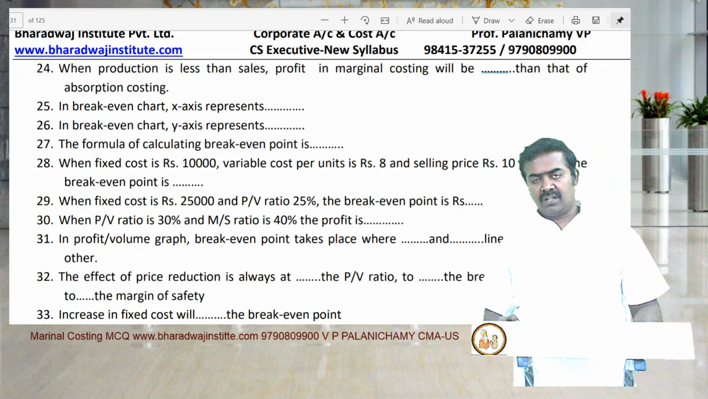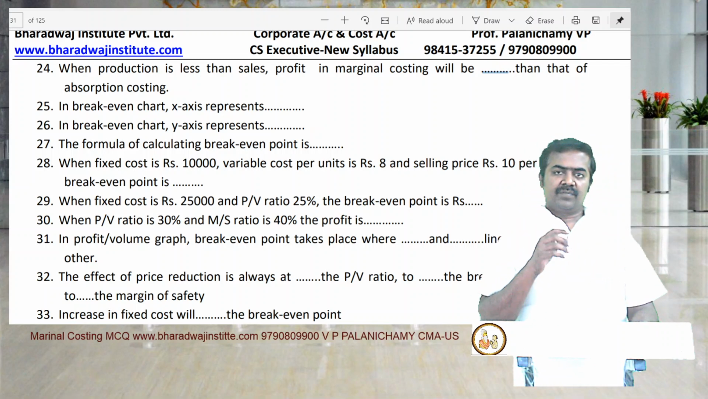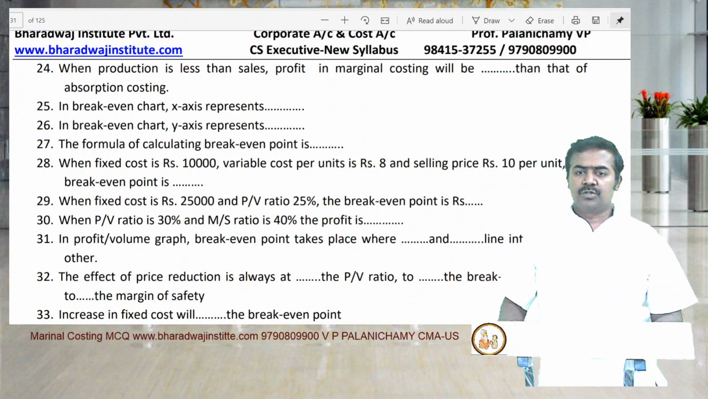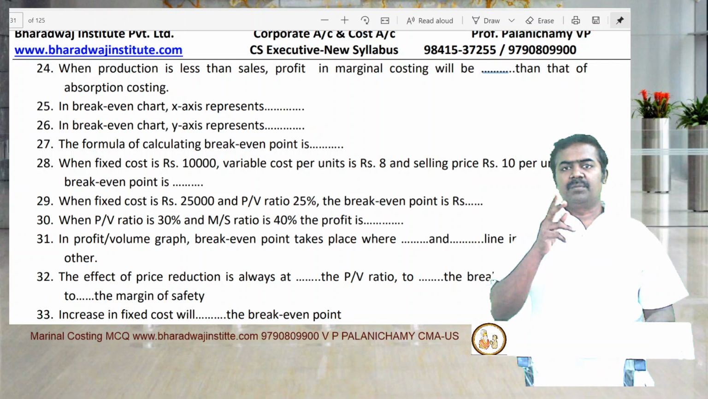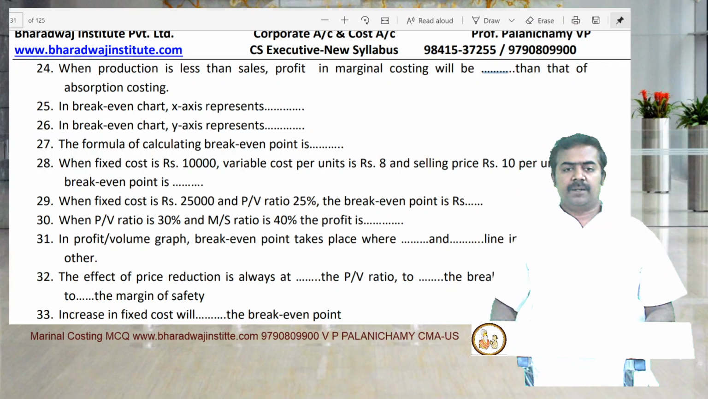be less than marginal costing, because you will have lesser closing stock, more opening stock. When sales is more, you will have lesser closing stock, more opening stock. So profit in marginal costing will be more than absorption costing. Other method of telling, profit in absorption costing will be less than profit in marginal costing.